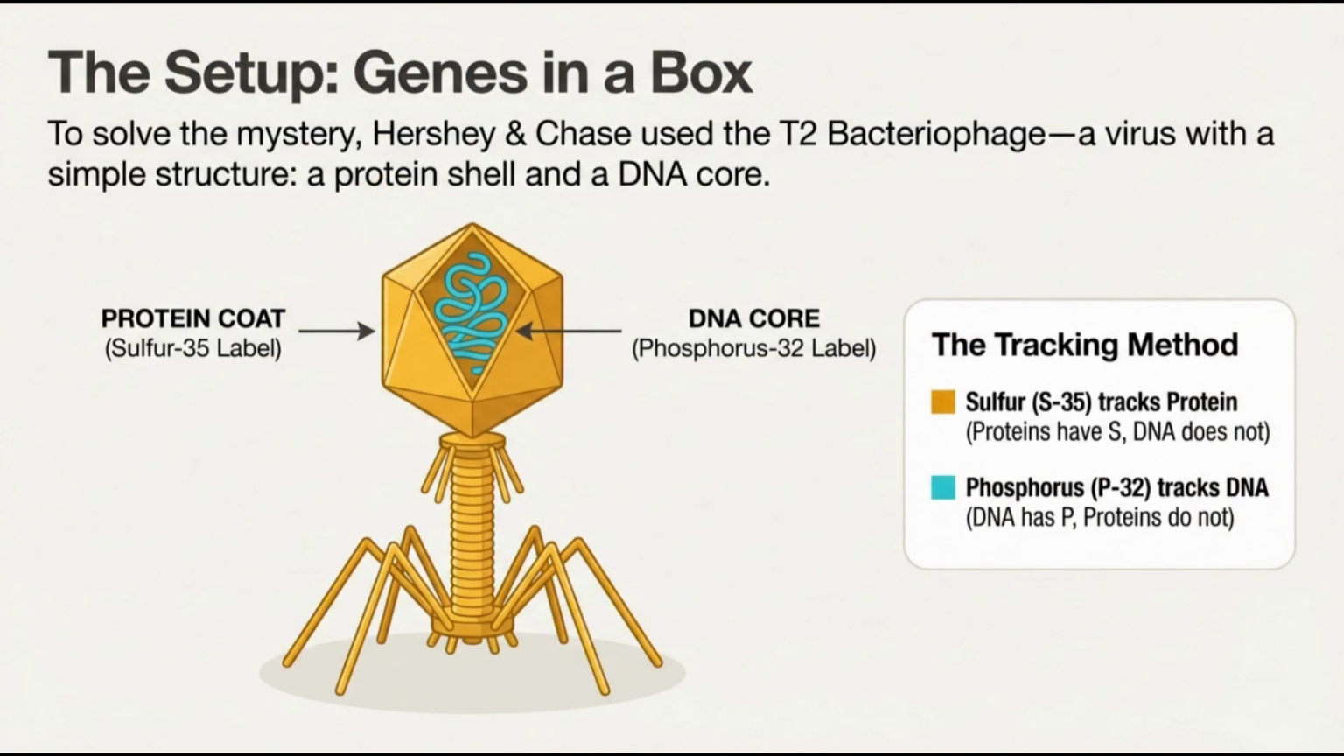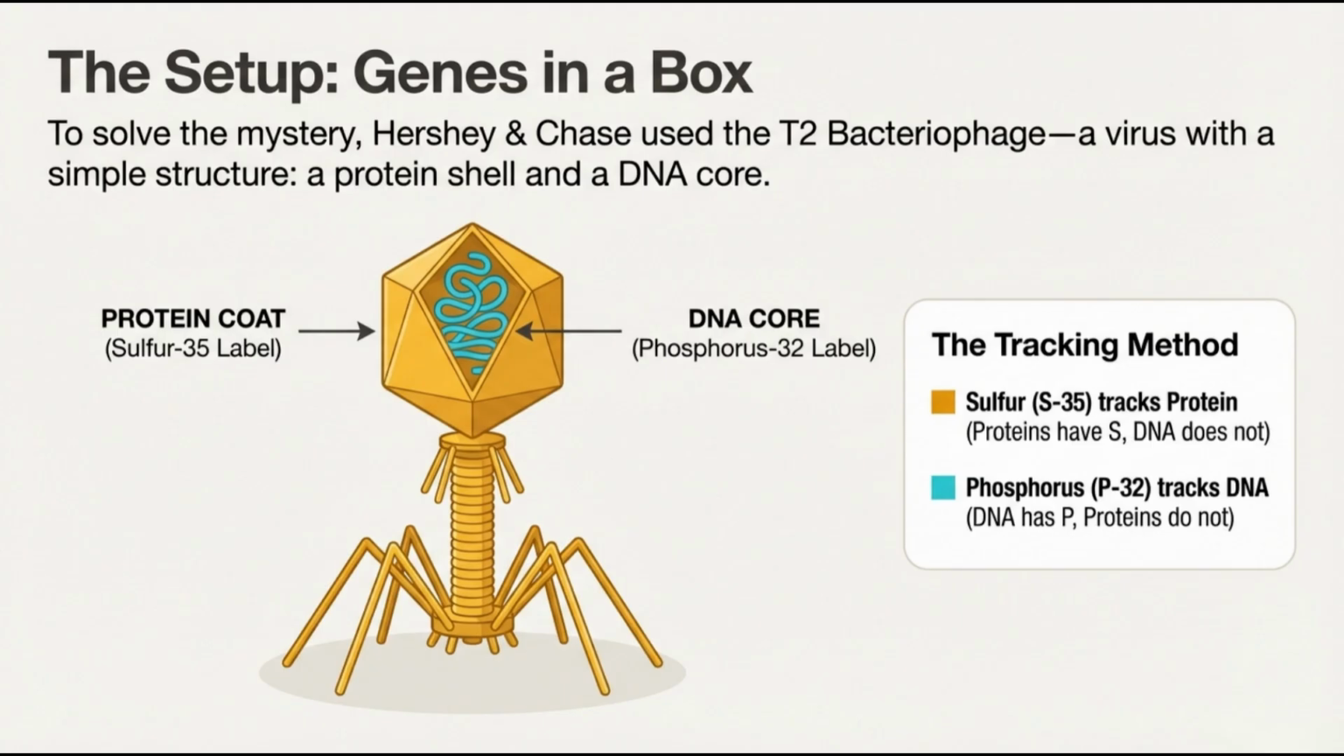Their experiment was just beautiful in its simplicity. It was. They used the perfect model organism, a bacteriophage called T2. Which is a virus that only attacks E. coli bacteria. And it's so minimal structurally. It's basically a protein shell wrapped around some genetic material. The question was, what gets injected into the host cell? The shell or the stuff inside?